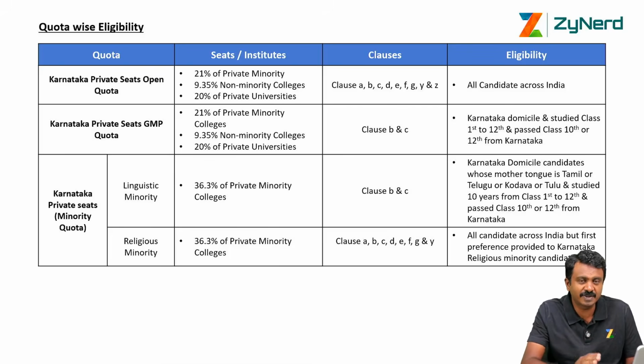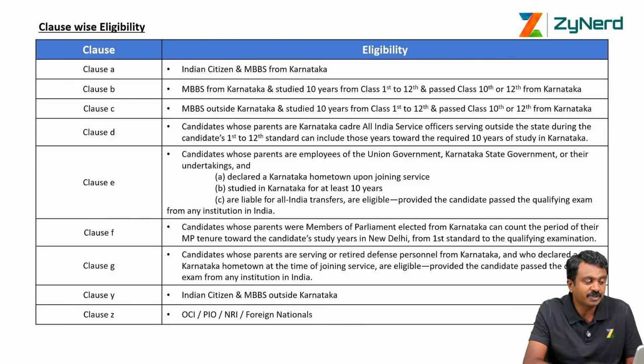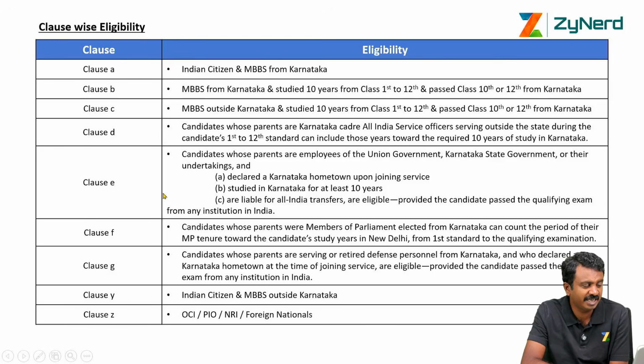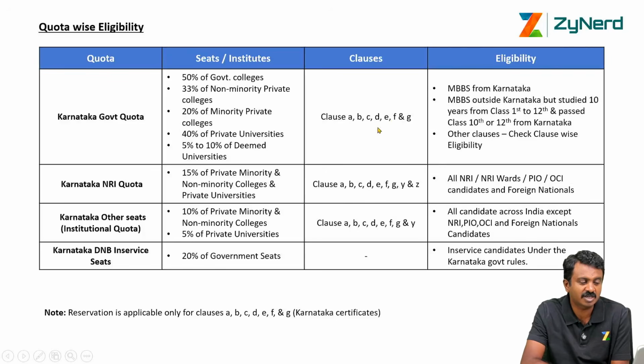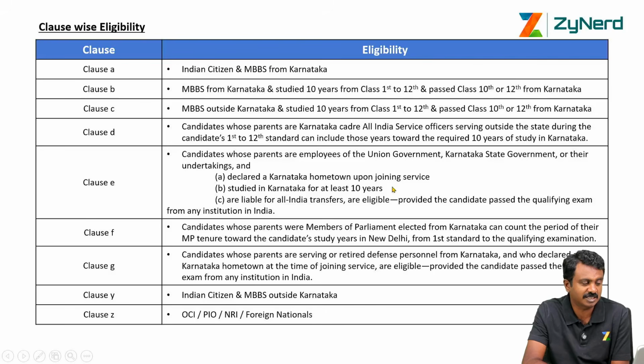We will also run a separate session on clause-wise eligibility. Now, next thing is, this will give you an idea of what clauses are this. D, E, F, you can check over here. Depending upon whether you are eligible, you will be able to get government seats, or you will also be eligible for other seats. This is just a screenshot for your reference.